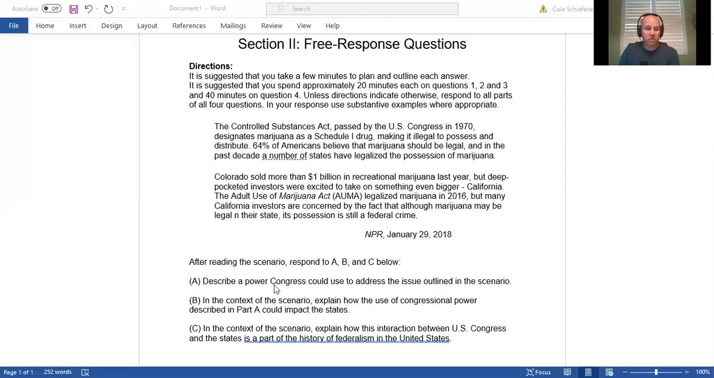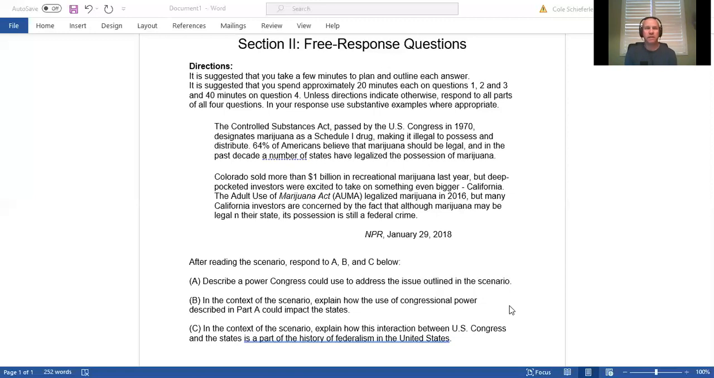It says, describe a power that Congress could use to address the issue outlined in the scenario. Before we describe a power, let's list a bunch of powers that Congress has that could be used in this scenario to address it. Then we'll pick one that we think is the easiest for us to answer. So in your head, just think about this. Go ahead and list them in your head, or write them down if you want to. What are some powers that Congress could have to address this issue?